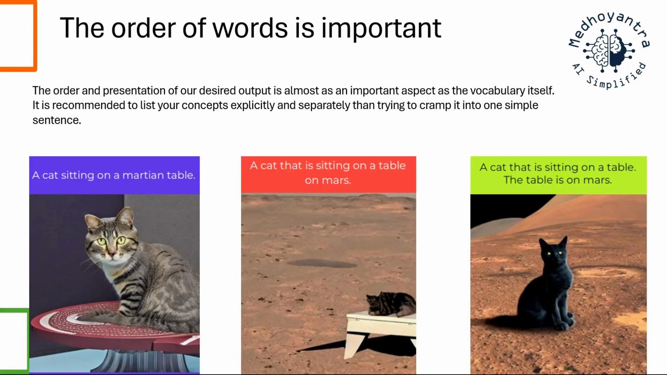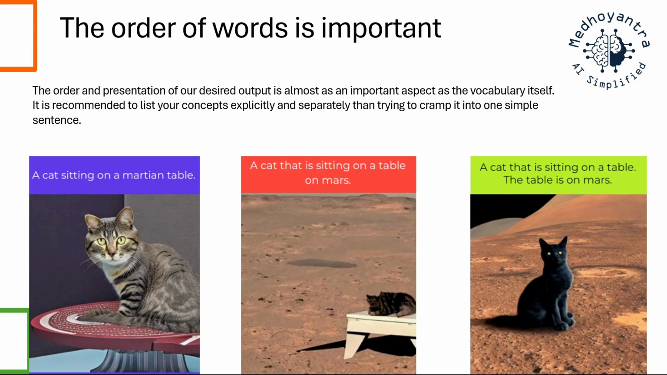Now that we have seen how to do various images, one thing please kindly keep in mind: the order of words which you give in a prompt is very, very important. For example, on the leftmost side, I said a cat sitting on a Martian table. So basically, cat on a Martian table, it is sitting. That's the image generated. Now, a cat that is sitting on a table on Mars. Basically, the order changed, and now the cat is sitting on a table, and the table is on Mars.